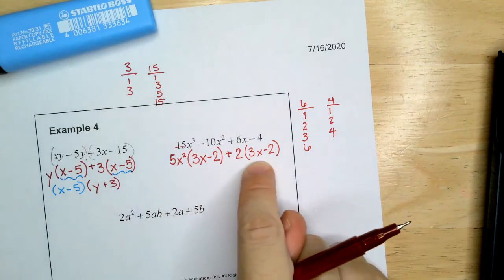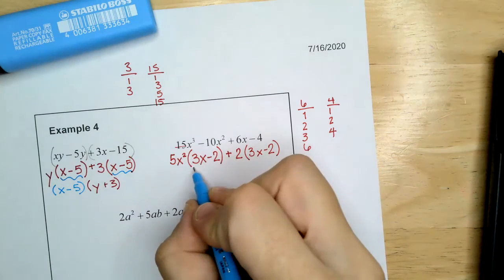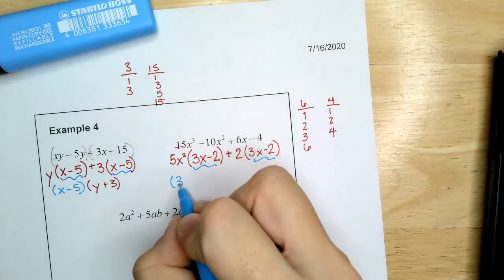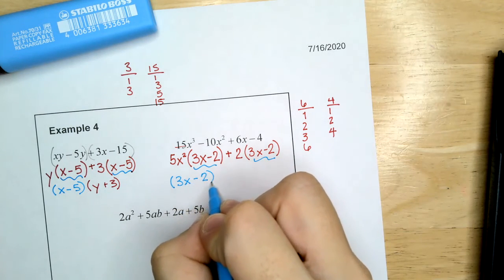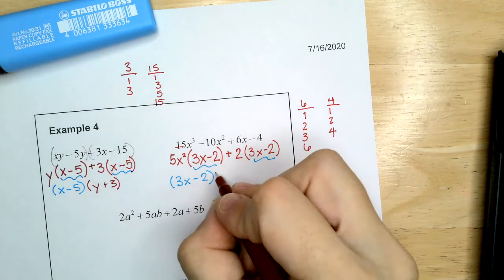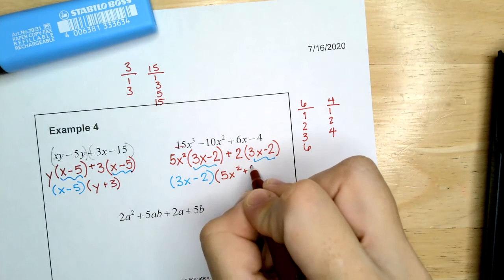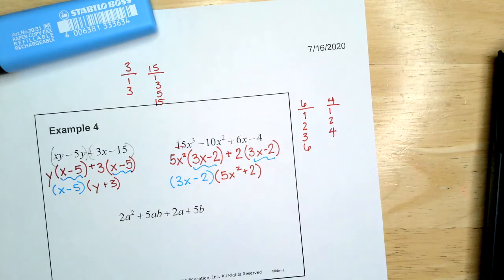Now when we look, they both have 3x minus 2. So I can factor out 3x minus 2. I am left with, multiplied by, 5x squared plus 2. Okay.